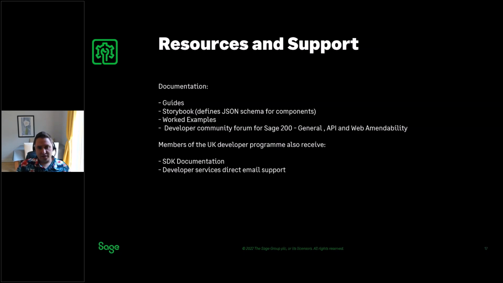And then the last thing I just wanted to cover off is resources and support. As I've shown you, we've got a whole new website with everything in developer.sage.com going through with various different guides. The storybook, which is essentially that component schema that I showed you, which defines the JSON schema for the various different components. Worked examples, so we're going to produce various different things, not necessarily everything at launch, but it's going to be something that we're iterating on constantly with feedback to produce new documentation to help.